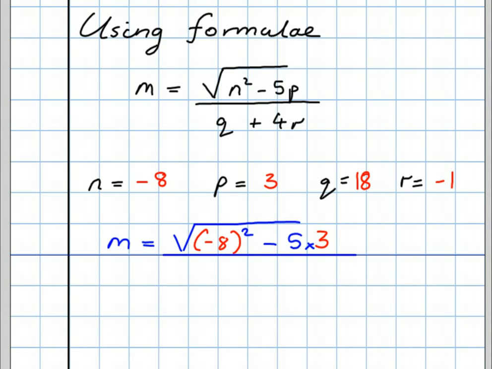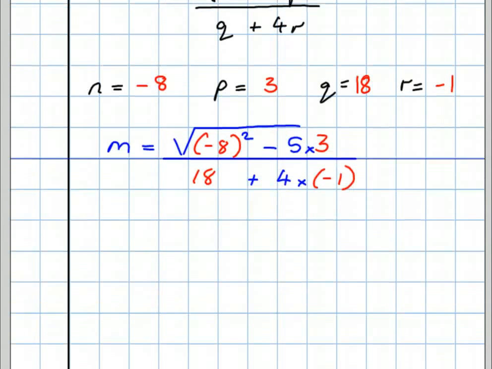Let's have a look. What have we got? Q, which is 18, plus 4r. 4r means 4 times whatever r is, and in this case it's -1. Right, now how do we proceed? Well, we do brackets first. We're using BIDMAS. Now the brackets, there's some hidden brackets here.